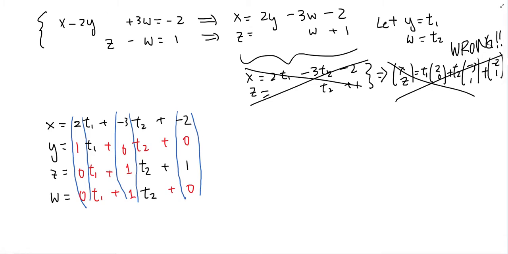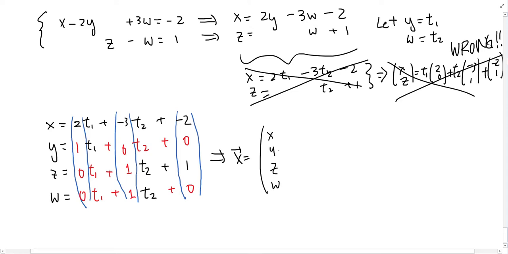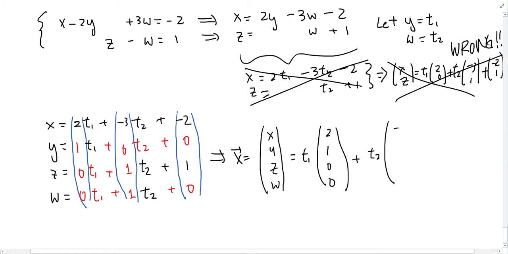So now I'm ready to write out my answer. In this case, we have vector x. Our vector x in this case represents x, y, z, w. Why? Because it's in R4. It is equal to t1 times (2, 1, 0, 0), plus t2 times (negative 3, 0, 1, 1), plus (negative 2, 0, 1, 0).